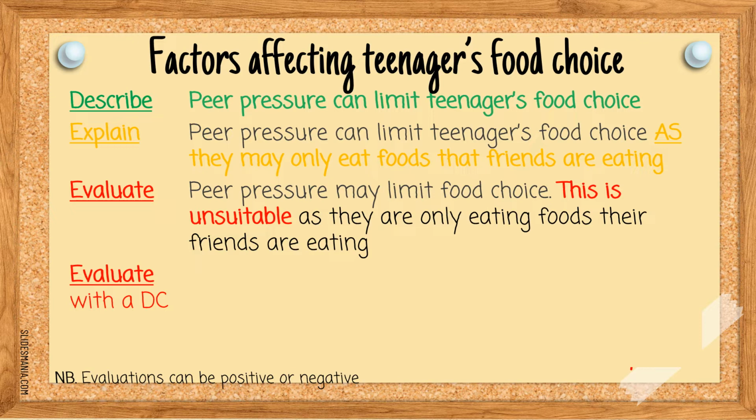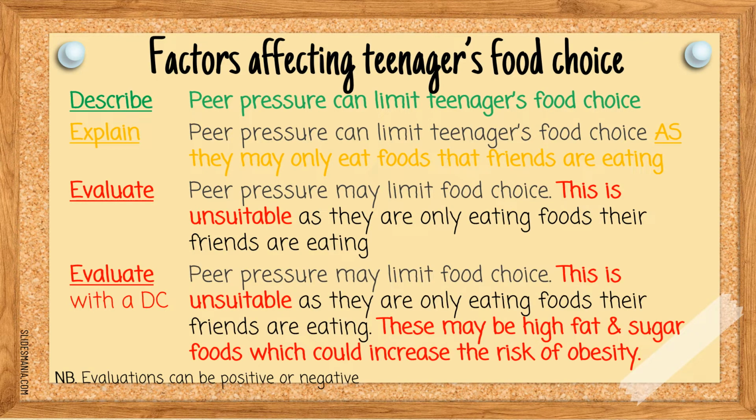If you wanted to elevate your evaluate answer, so the evaluate answer that's on the screen right now would gain you 1 mark. If you wanted to write a 2-mark evaluate answer, then you could add in a developed consequence. So you could add in, these may be high in fat and sugar, which could increase the risk of obesity. And that's how you can get 2 marks for that question.